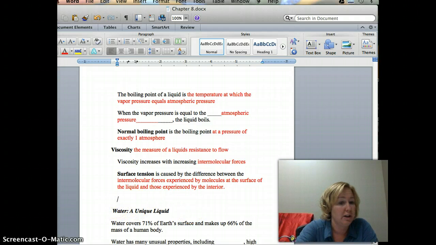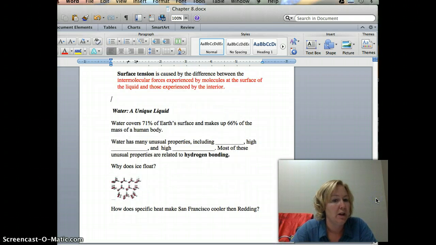Okay, water is so cool. I just cannot even tell you how cool it is. It covers 71% of the Earth's surface. It makes up 60% of the mass of your body. Water has unusual properties, and all of them are incredibly cool, and I could talk about them all day, but I don't have that much time, so you don't get to.